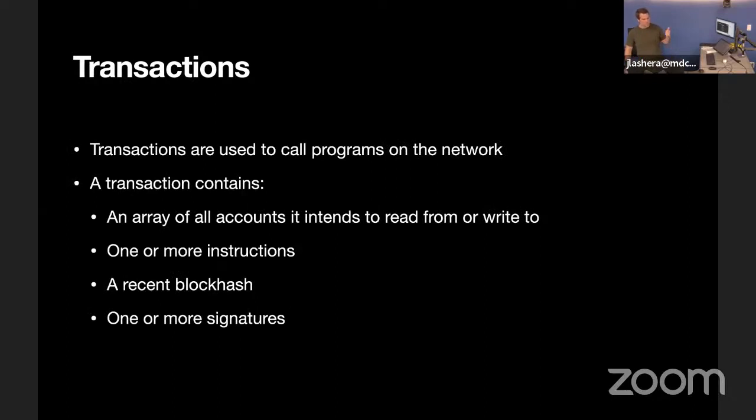A transaction contains an array of all accounts it intends to read from or write to. That's fairly unique, I think. And let's talk about why. Does anyone have a guess? One of the non-Solana developers in the group. Anyone have a guess as to why you need to spell out the accounts that you're going to access in a transaction? Multiple wallets? Not quite. Solana uses proof of history, so they have to keep a lot of... That's not quite it either.